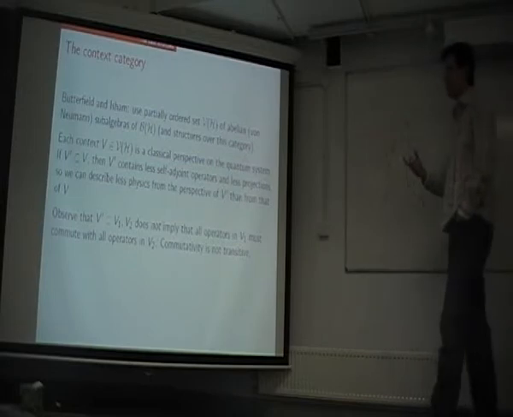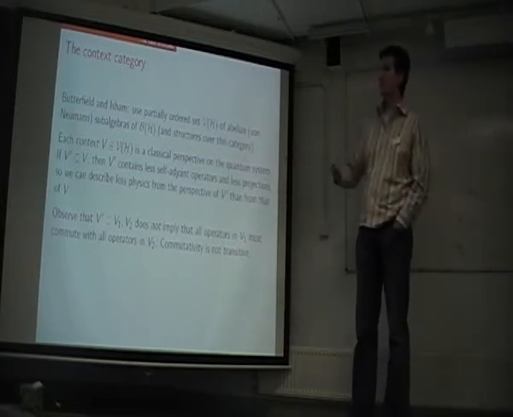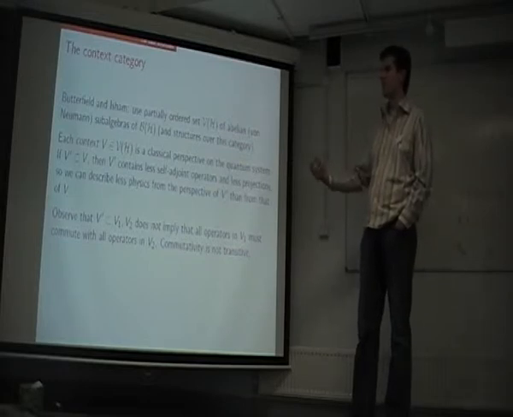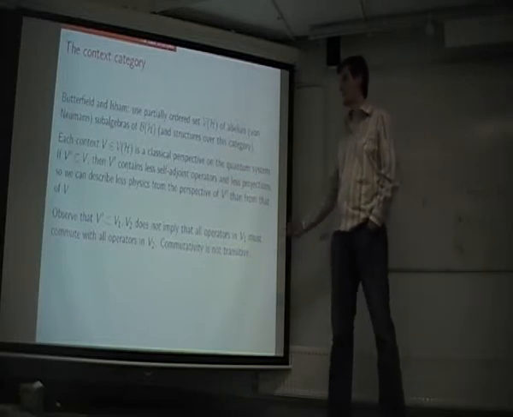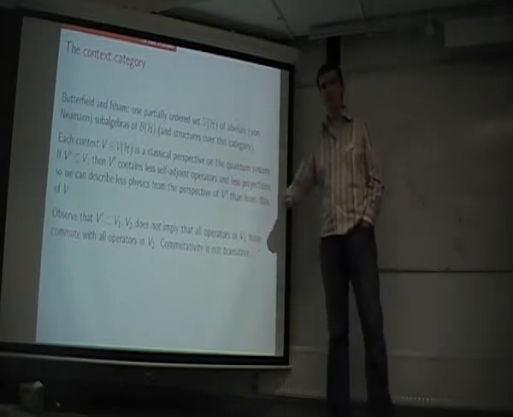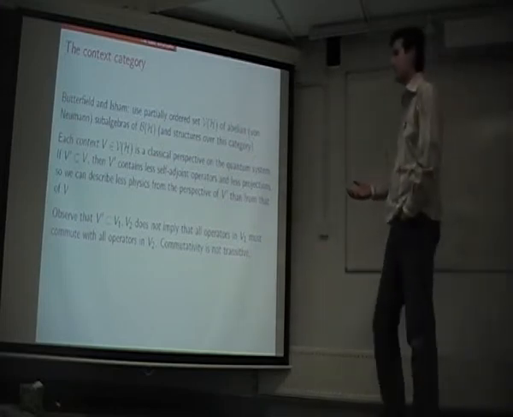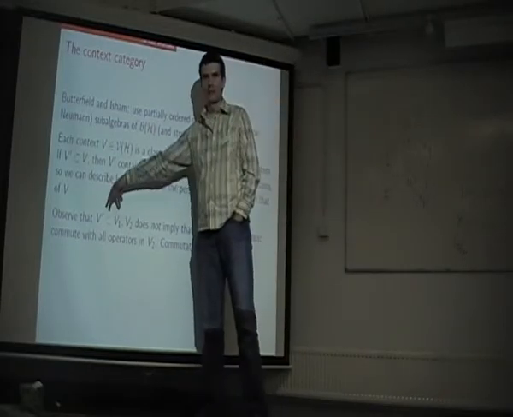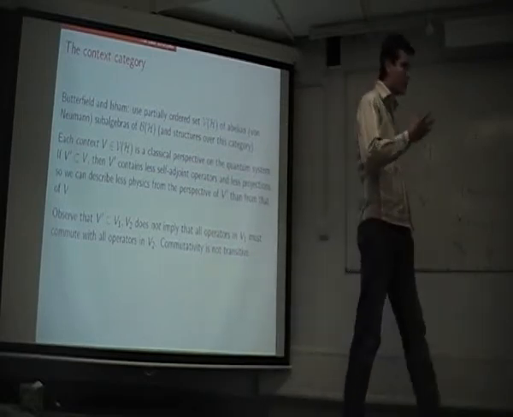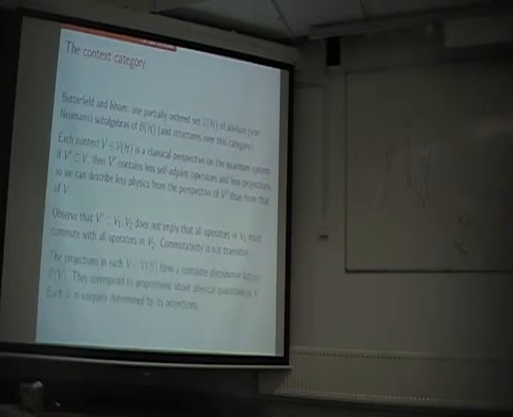And this poset structure is interesting for another reason. If some algebra V prime is contained in two different algebras, V1 and V2, this of course does not imply that all operators in V1 must commute with all operators in V2. So commutativity is not transitive in that sense. If you have two algebras, V1, V2, their intersection will be such a V prime. But this by no means is equivalent to the fact that V1 and V2 only contain commuting operators.